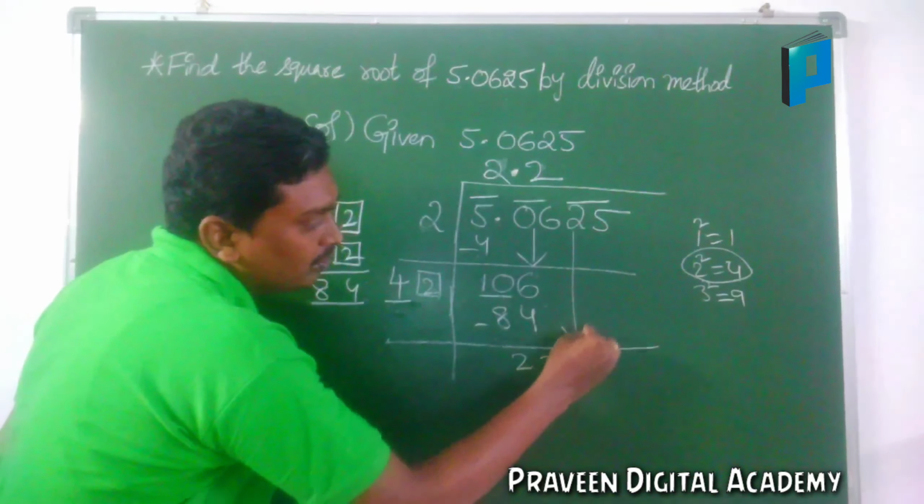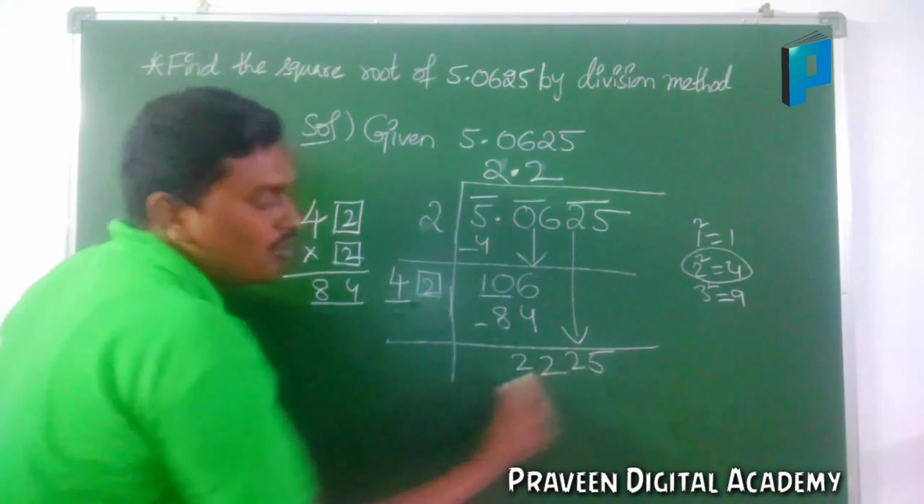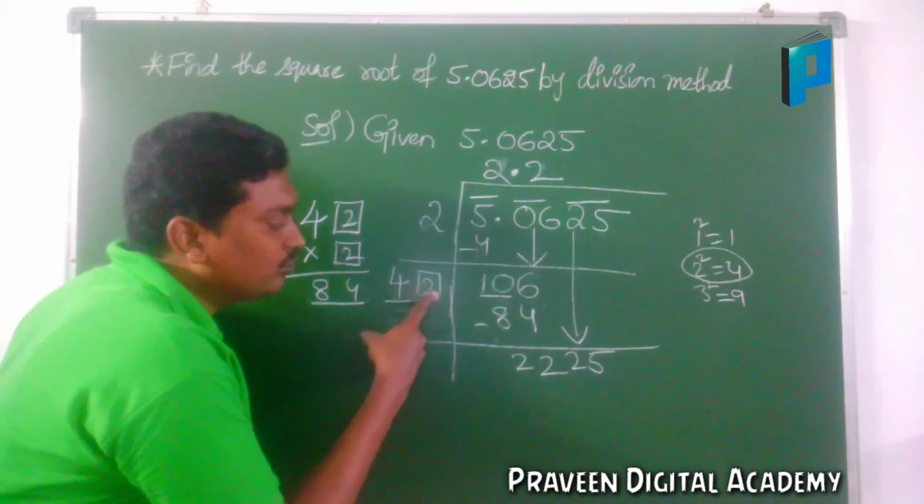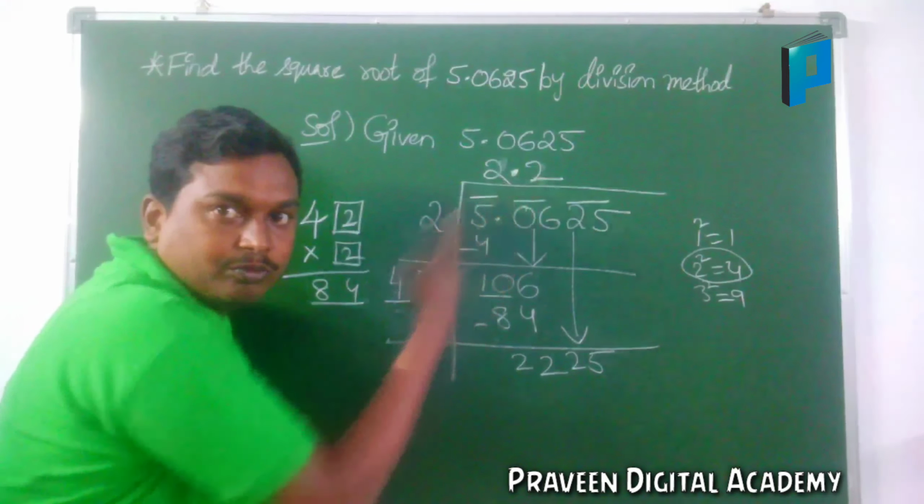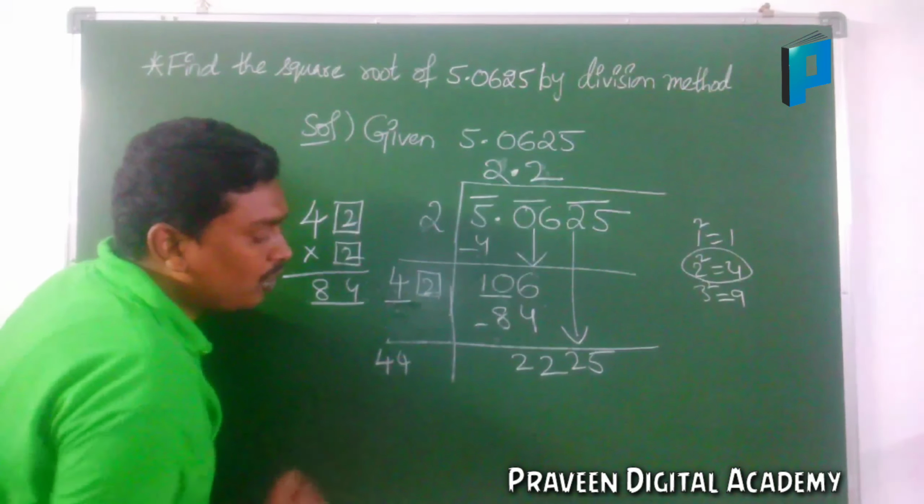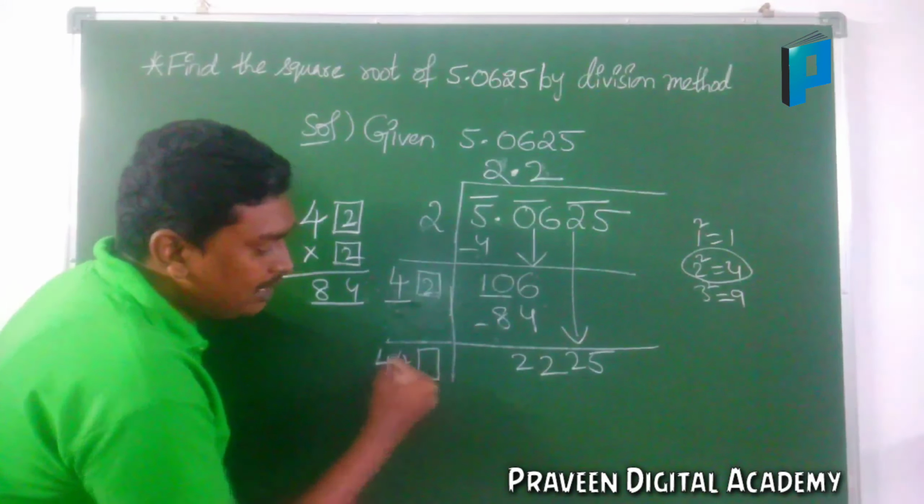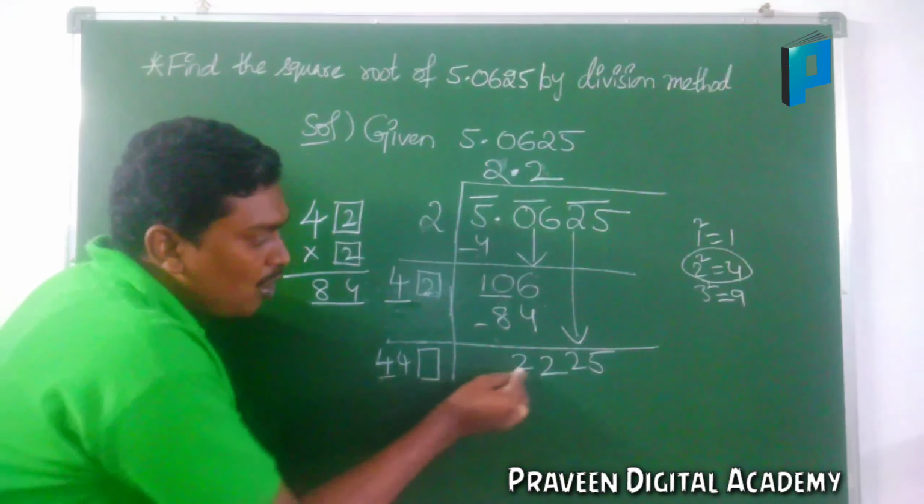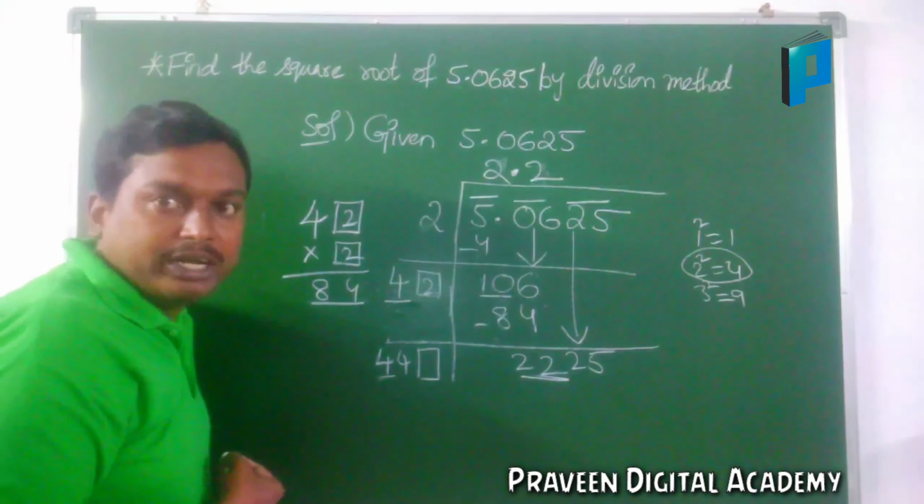Again I will borrow this one, so I got here 225. Now after this you have to add 42 plus 2. 42 plus 2 is 44 I got. Again you take a box here. After this you see, 44 how many times is 225?